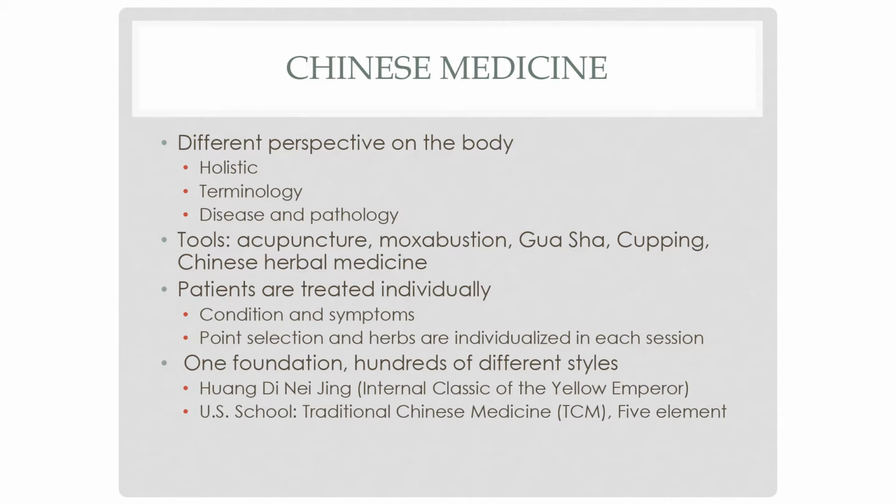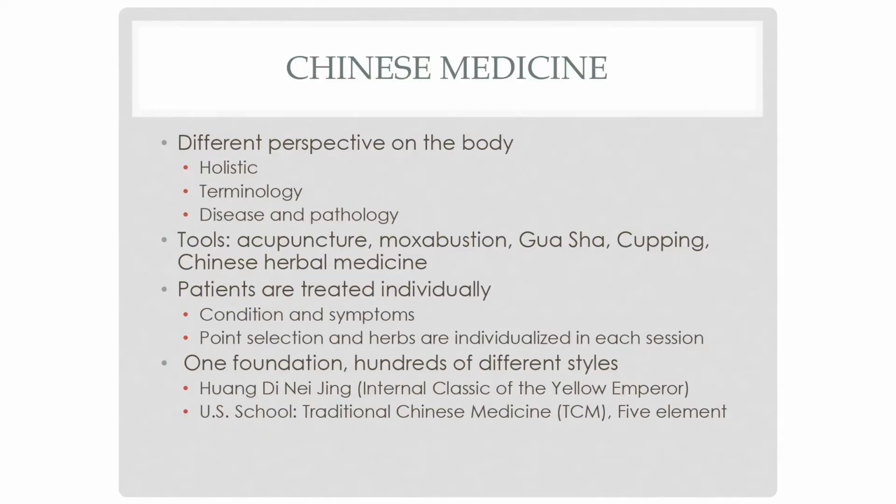There's a very large history. The Huangdi Jing, internal classic of the Yellow Emperor, was written about 100 BC. Since then, you can imagine there's been a lot of different perspectives and ways of interpreting the medicine, and so there's hundreds of different styles of acupuncture in Chinese medicine. The two that I've listed, TCM, the traditional Chinese medicine, and 5-element, are the two schools, or two types of schools that are taught in the United States, the primary two, I should say.